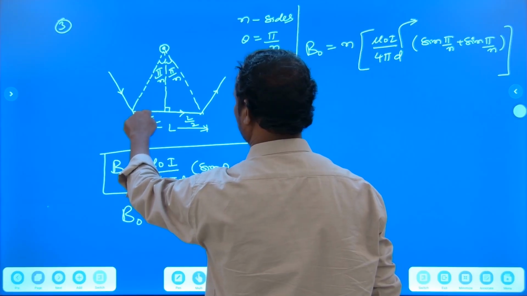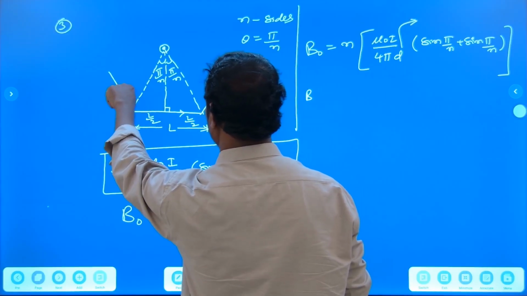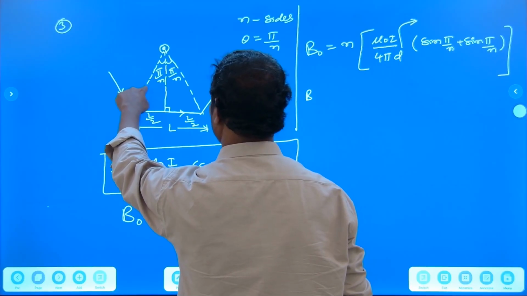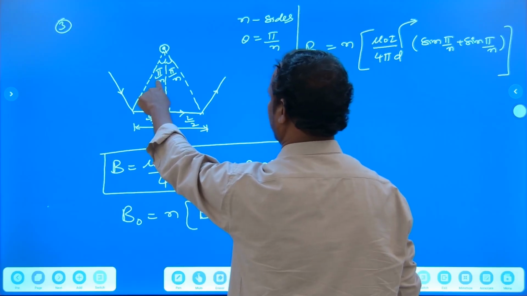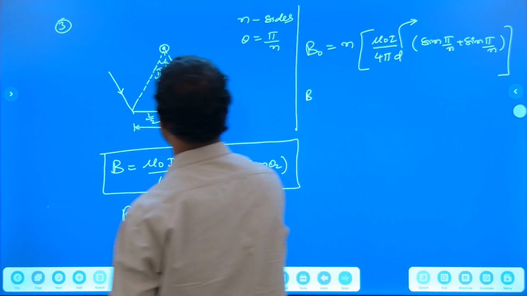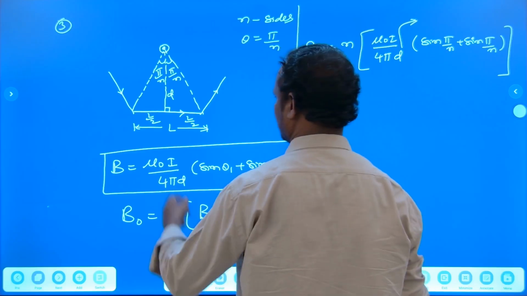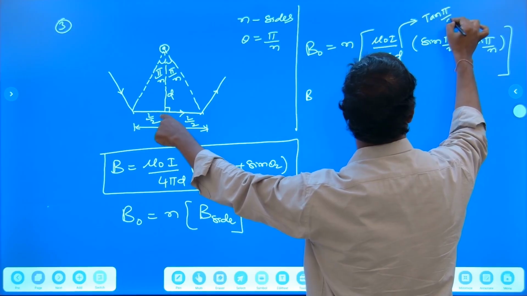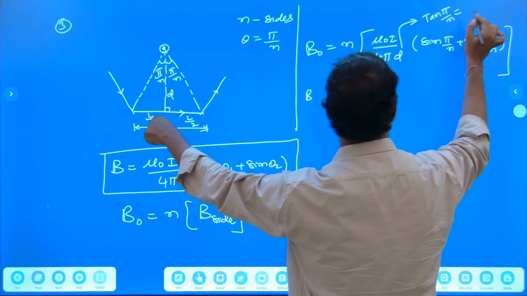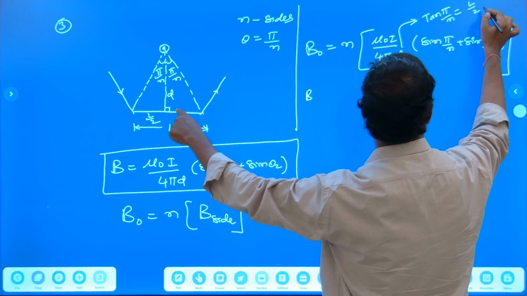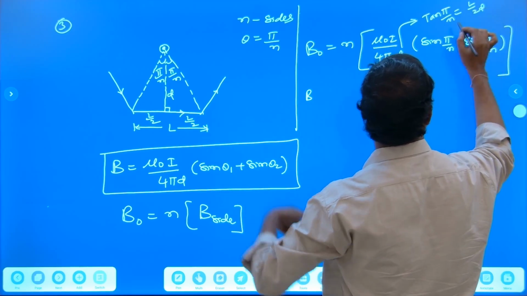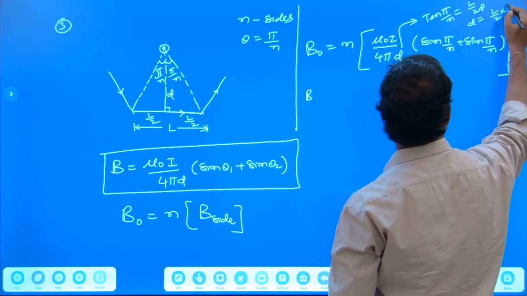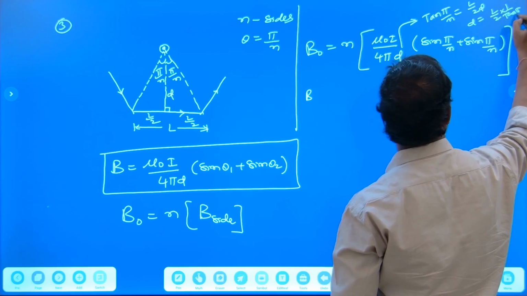What can I take? It is the right angle, the hypotenuse, the adjacent. This one is the opposite. So tan I can take. Tan pi by n, and this distance I am taking as d. So tan pi by n is equal to opposite by d. So d is equal to L into 1 by tan pi by n, the relation.